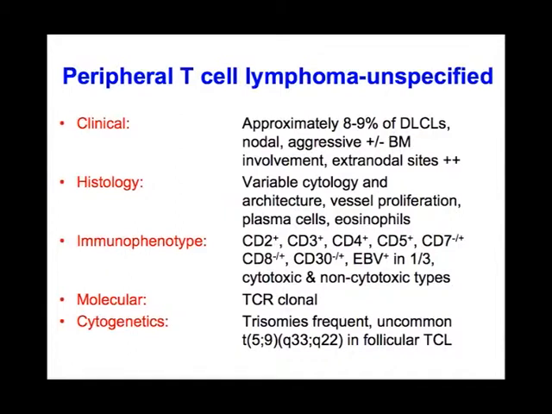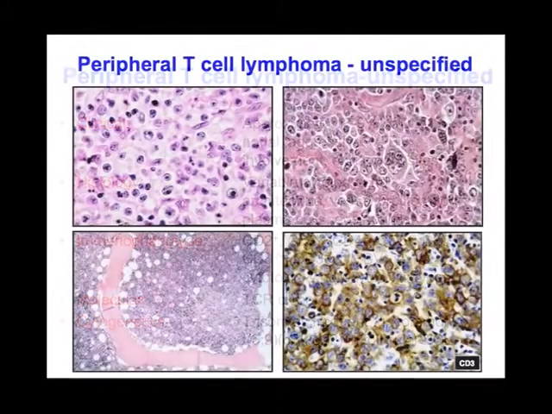And it can be cytotoxic or non-cytotoxic. It is clonal and has characteristic cytogenetic abnormalities, although most cases do not. Most cases just have trisomies, but there is this rare follicular T-cell lymphoma variant that is a lymphoma of follicular helper cells that is characterized by this translocation. So here are some pictures.